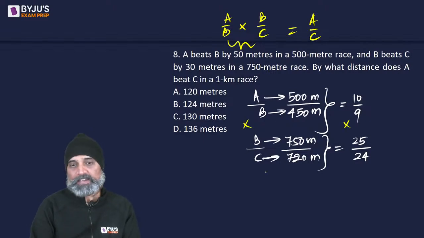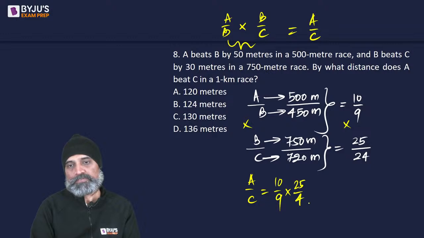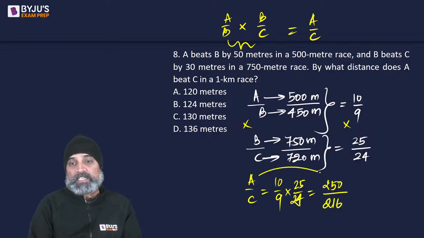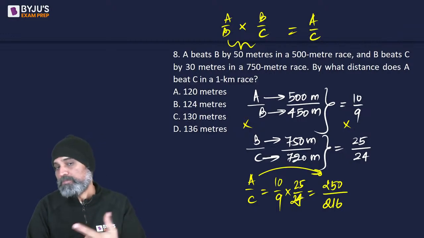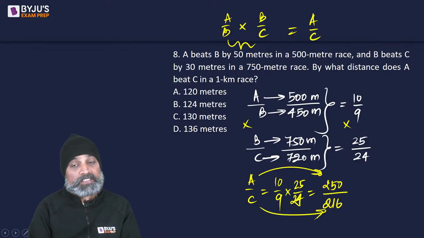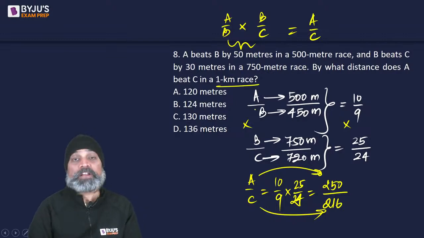If we multiply, we will end up having A by C is equal to 10 by 9 into 25 by 24, which will become 250 divided by 216, that is 24 into 9. This is telling us that when A covers 250 meters, C covers only 216. But A doesn't have to cover 250 meters. A has to run a 1 kilometer race, 1000 meters that is.